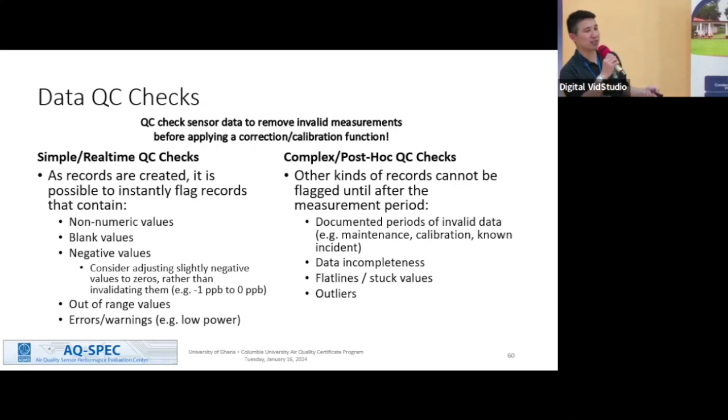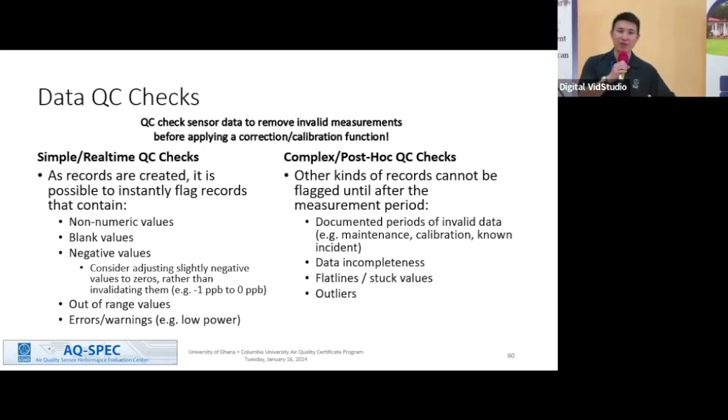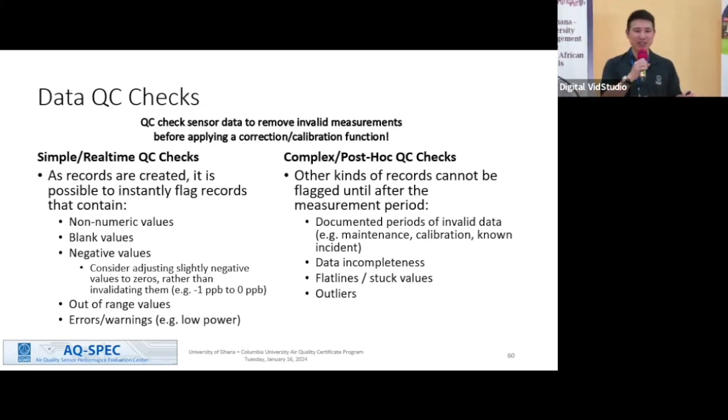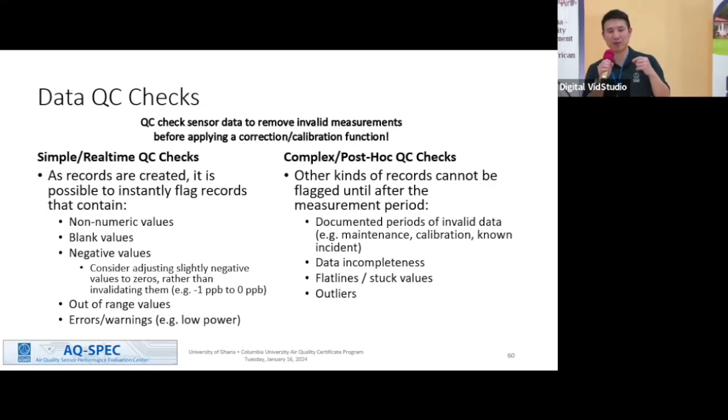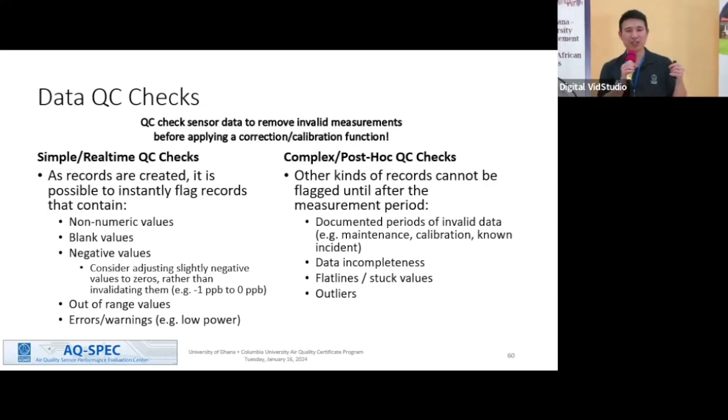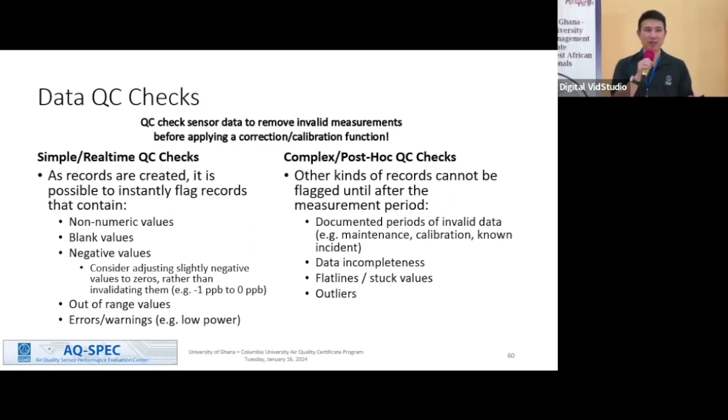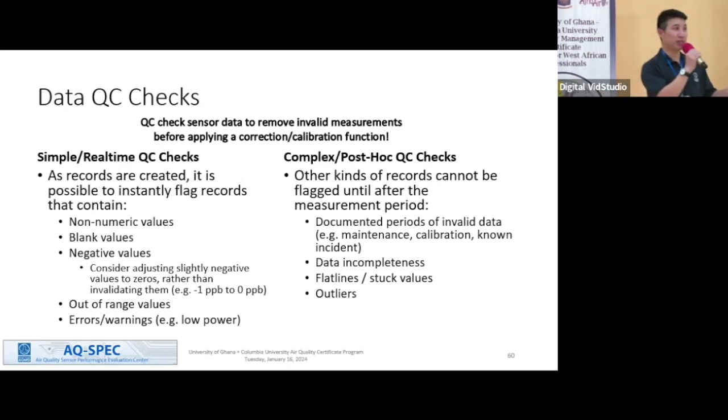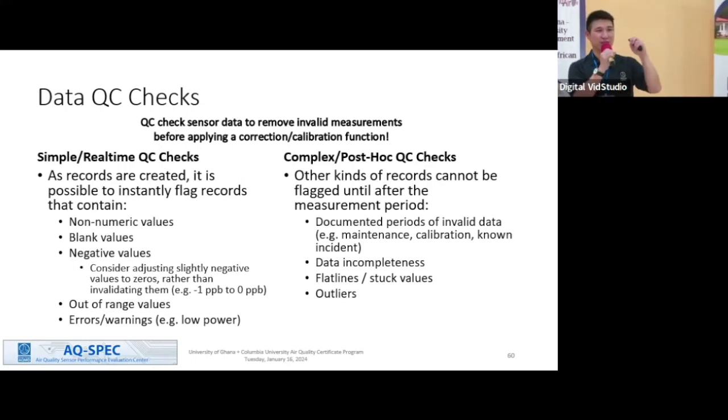There are more complex or post hoc checks that you can do after you've collected the data and you bring it back to the office and you look at it on the computer. Remember how I said earlier, if you keep good documentation and records during the project, that makes it easier to go back and see what happened if you have a problem with the data. So you can check your data against documented periods of maintenance, calibration. Maybe there was an incident that supports your removing that data from your analysis. Checking for data completeness, checking for flat lines or stuck values, and also possibly doing some outlier identification.